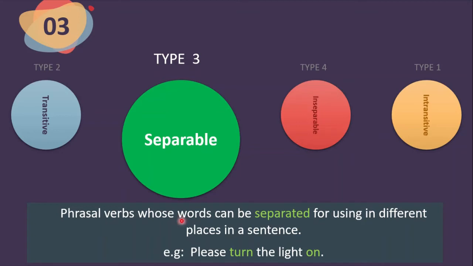As an example here, please turn the light on, or please turn on the light. Both are acceptable. And let's take another example. The people requested to cut down the prices, or the people requested to cut the prices down. Different structure, same meaning.